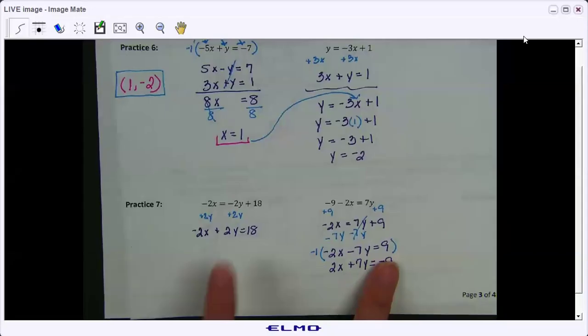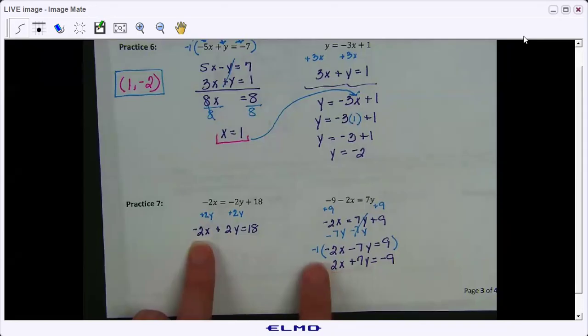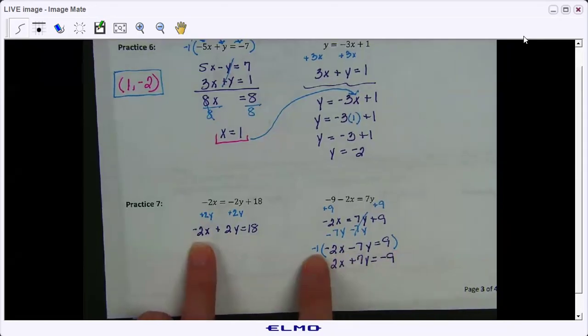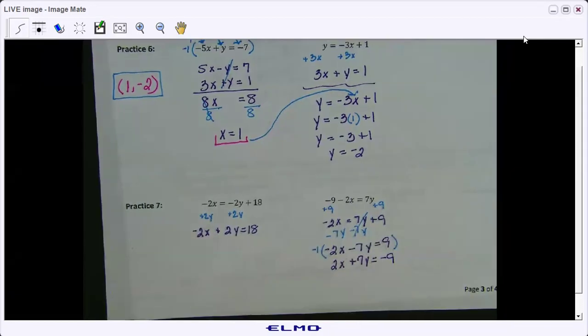Then, in order to eliminate one of my variables, I wanted to eliminate my x's. I multiplied my second equation by a negative 1 to make this negative 2 a positive. So are there any questions on those steps?